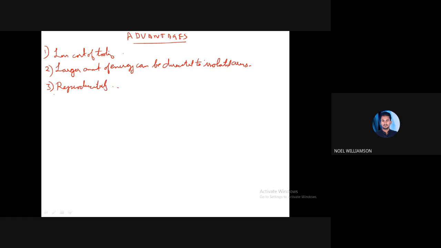So reproducibility is another advantage. This can be used for reproducing the products again and again, or it can be used again. In the case of explosives, once it is detonated, another explosive has to be used. Here, we are just creating the sparks. So again and again, we will be able to conduct the experiment or the procedure.